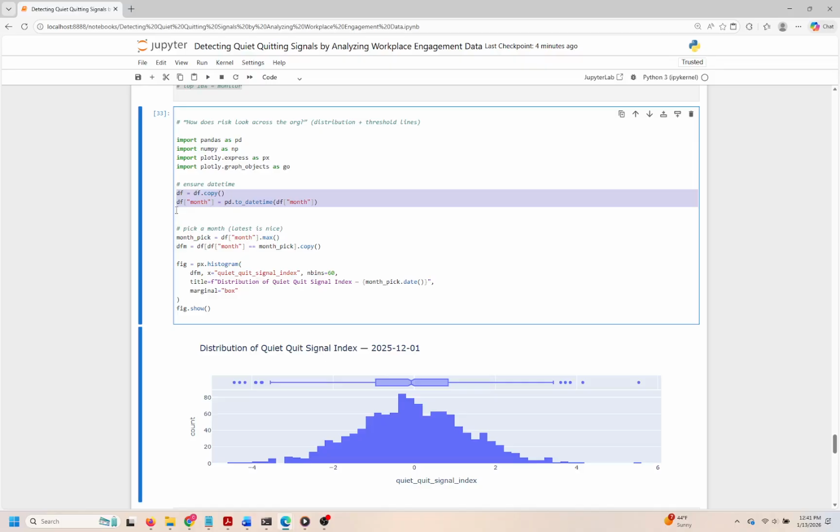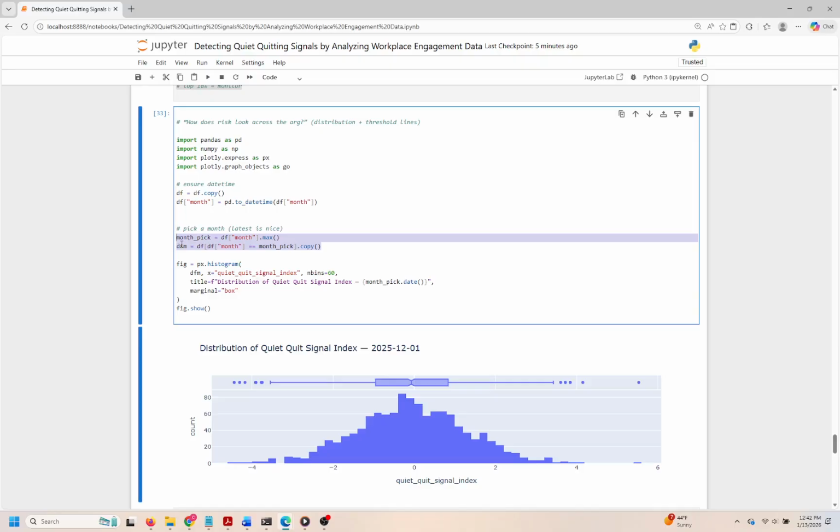We then convert the month column in our data frame to a date-time format. This step ensures that we're working with dates correctly, which is crucial for accurate filtering later on. After preparing the data, we focus on the most recent month's data by grabbing the maximum date available. This gives us a clearer and more relevant snapshot of current conditions. Next, we create a new data frame, including only the data for this selected month. This targeted approach allows us to concentrate on the current context, making our findings more actionable.